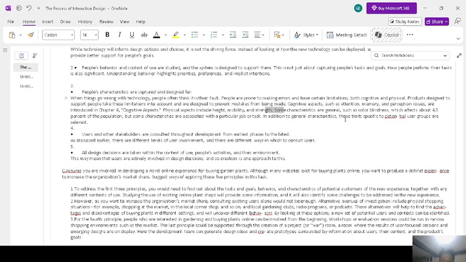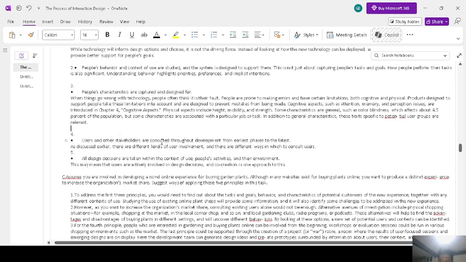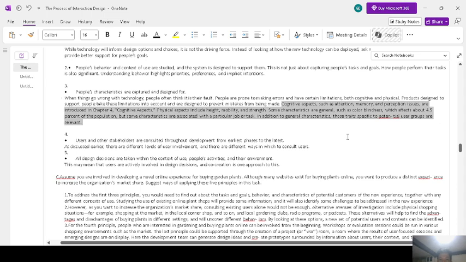So if it's prone to human error, then it will not be used because it is like a command line based language that is not intuitive for people. It puts a lot of cognitive load. Cognitive aspects such as attention, memory, and perception issues are introduced in Chapter 4, Cognitive Aspects. Physical aspects include height, mobility, and strength.